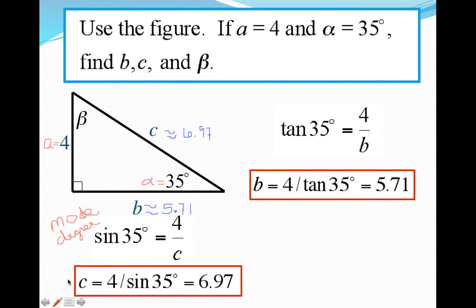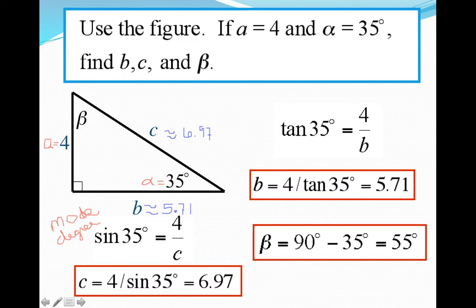Now, because I have all three sides now, all I need to find is what beta is. And hopefully you will remember that these two angles have to add to be 90. So in order to find angle beta, all I have to do is take 90 minus alpha, which is 35, to find out that my angle, not my side, beta is equal to 35 degrees.